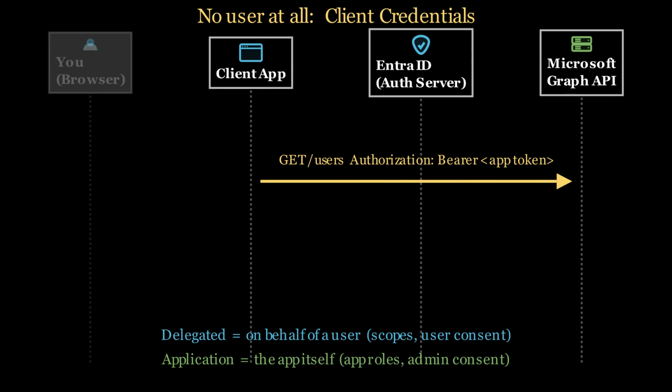This is the split every Microsoft 365 engineer lives with. Delegated permissions act for a signed-in user, application permissions act as the app itself, and need admin consent.